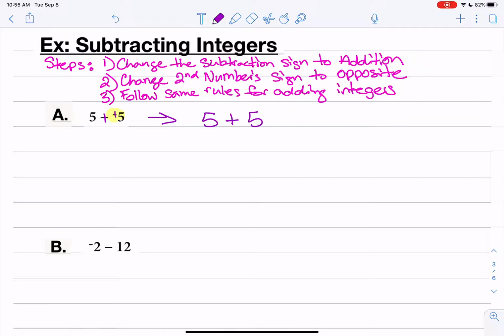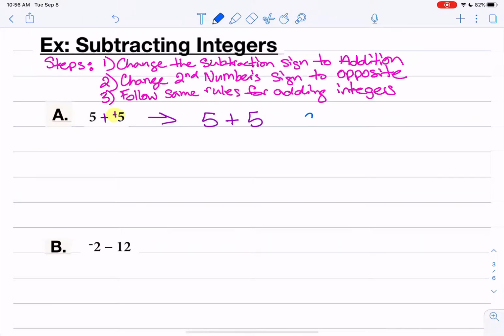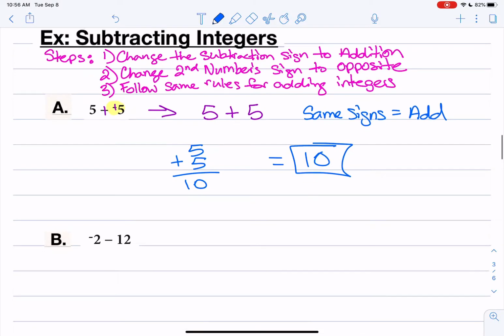Okay, step 3, follow the same rules for adding. Okay, in this case, same signs, so we add. Okay, so 5 plus 5 equals 10, so my answer is 10. All right, let's look at the second example, B.